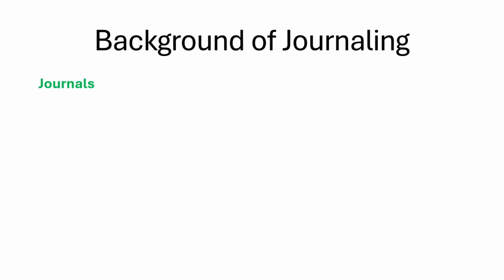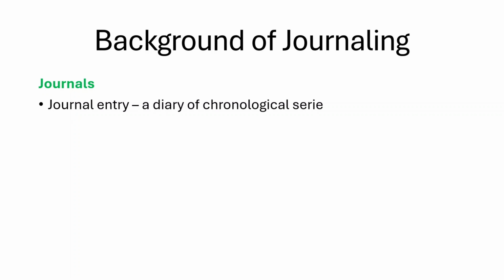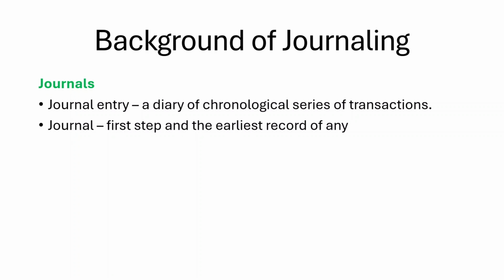What are journals? A journal is simply a diary of chronological events or a series of transactions as they happen in an organization. Journaling is the first step and the earliest record of any transaction in an organization. There's a difference between a journal and a ledger account.